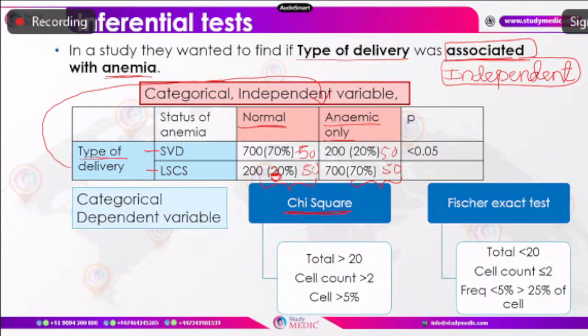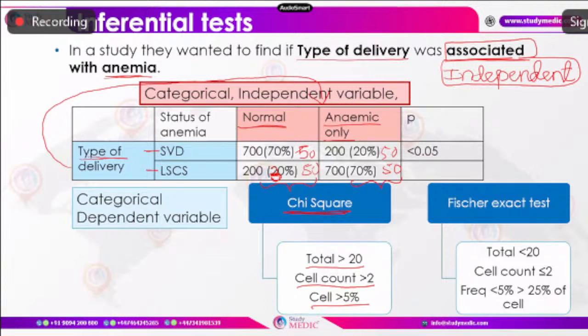Since this test already deals with categorical variables, it is already a non-parametric test. Now, when do we do chi-square test? That is when the total number of samples is more than 20 and the cell count is always more than 2, right? And the cell count percent is always more than 5%.